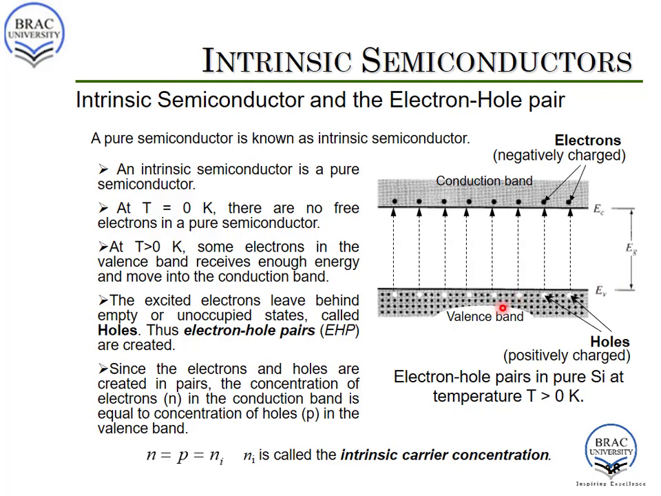So when an electron jumps from valence band to conduction band, this makes an empty place in the valence band which can accept an electron. This empty place is called a hole. So whenever we excite an intrinsic semiconductor, an electron hole pair is generated. This is called electron hole pair generation.